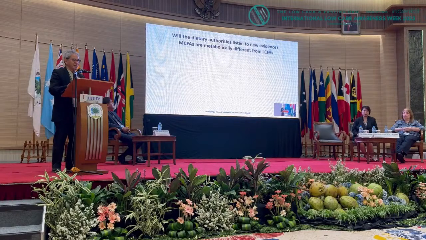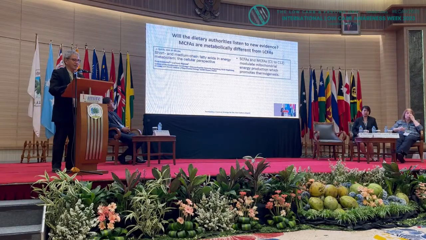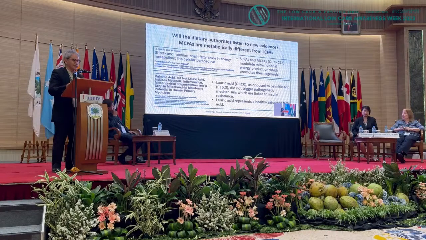Medium-chain fatty acids are metabolically different from long-chain fatty acids. So the study is saying that short-chain and medium-chain fatty acids modulate mitochondrial energy production, which promotes thermogenesis. This is a very important study because it differentiates medium-chain fatty acids from long-chain fatty acids. And secondly, this study really differentiates palmitic acid from lauric acid. Palmitic acid is a long-chain fatty acid, 16 carbons long. Lauric acid is 12 carbons long.